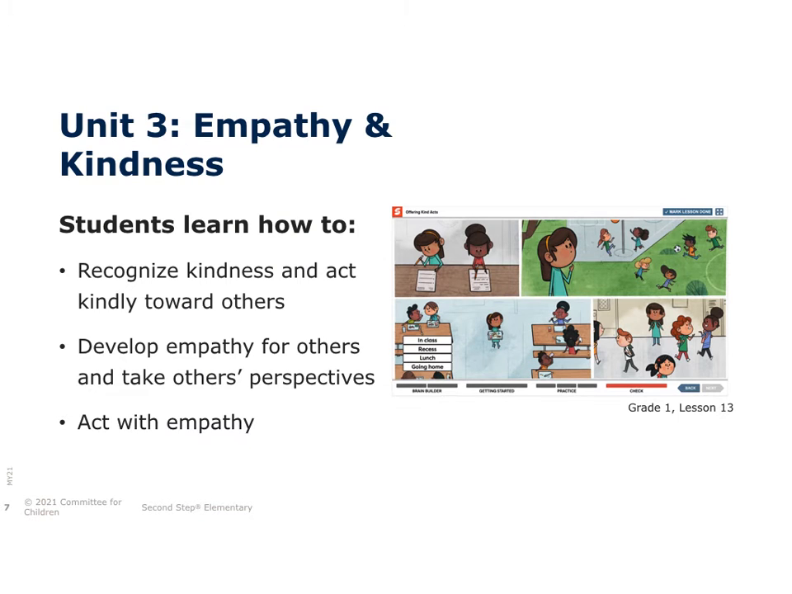In Unit 3, we'll address empathy and kindness. Empathy is the ability to feel how someone else is feeling, and it's linked to a diverse set of pro-social behaviors, including helping, comforting, and cooperating with others. Empathy can also help children regulate aggression and other not so helpful behaviors.